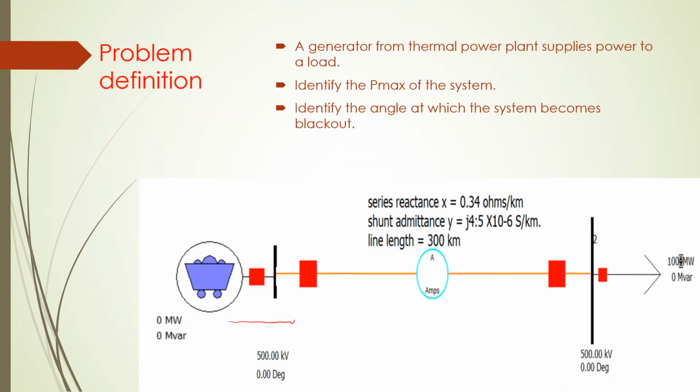This is our thermal power plant which supplies power to the variable load over a transmission line 300 kilometers long, having a series reactance of 0.34 ohms per kilometer and a shunt admittance of 4.5 into 10 to the power of minus 6 Siemens per kilometer. Our system operating voltage is 500 kilovolt. In this problem we are going to identify the maximum power that the generator can supply to the load, and also the angle at which the system becomes blackout.